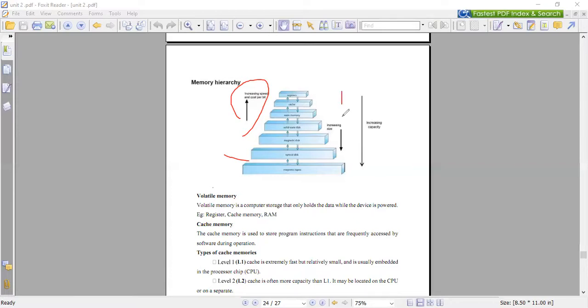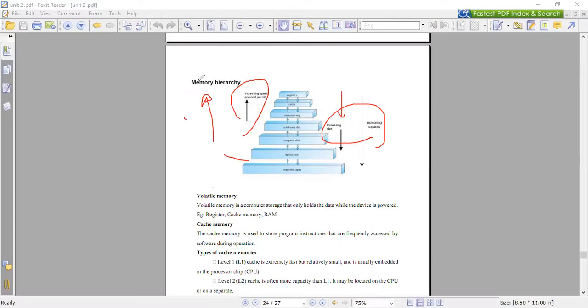When you are coming down, the size or the capacity will be increasing. That means more than registers you have cache memories, more than cache memory you have main memory, that's RAM, and all the solid state. So the size as well as the capacity is increasing. Then you can put another arrow, it increases the speed also.